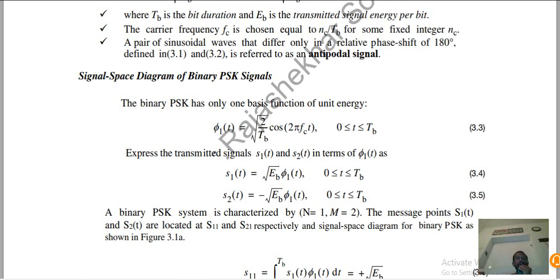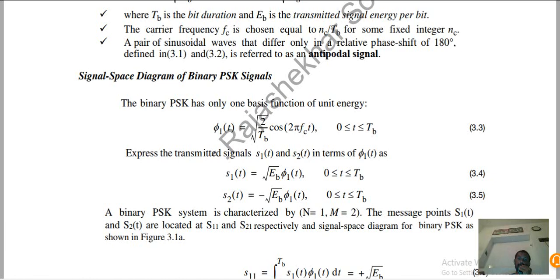As seen in equations 3.1 and 3.2, we have the same expression with some energy, and here the basis function has unit energy, so EB here is considered as 1, so the expression becomes square root of 2 by TB, with EB equal to 1, which is represented by equation number 3.3.